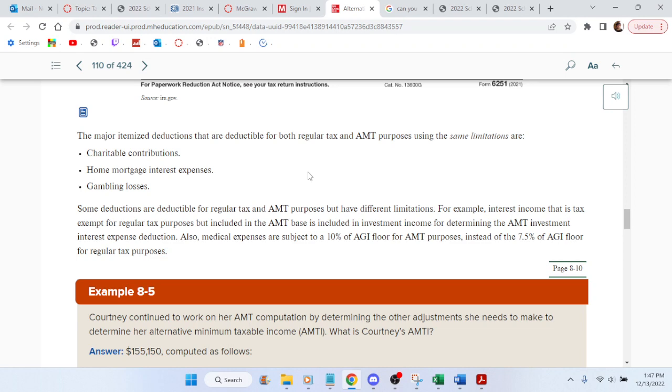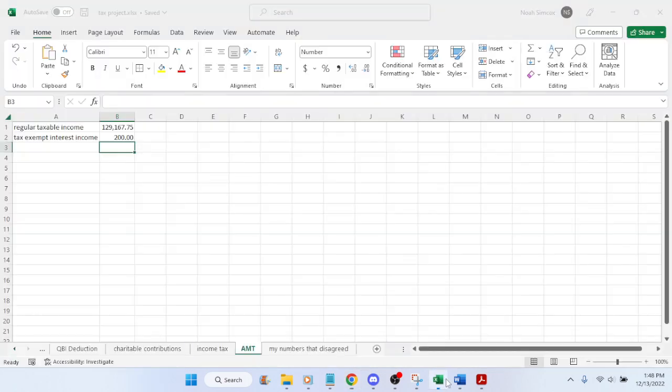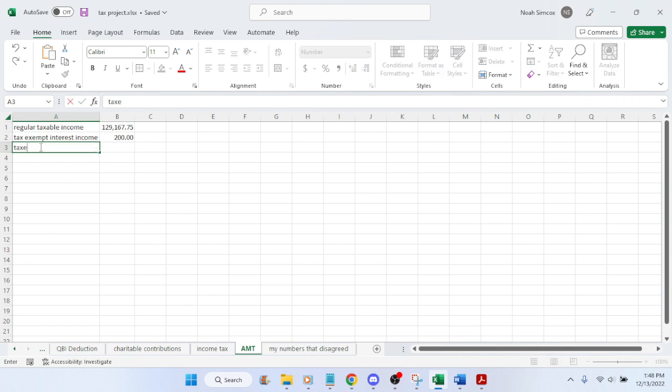Wait a minute. Yeah, it looks like we add that. We add the itemized deduction for taxes. Now, what about the medical expenses? Well, let's add the taxes. So we have 10,000. Whoops, that's 100,000. Also, I'm running out of time here.